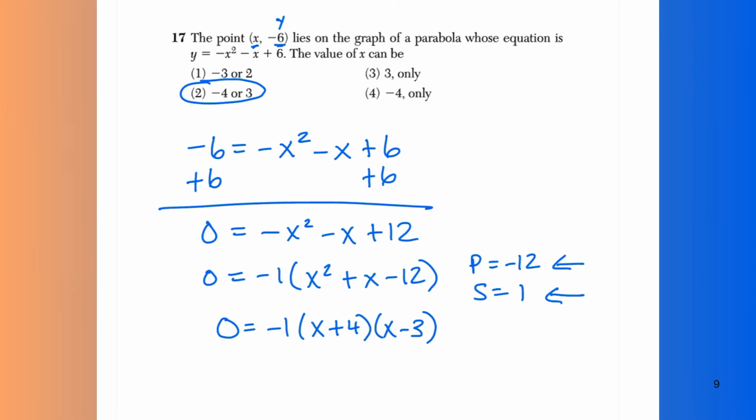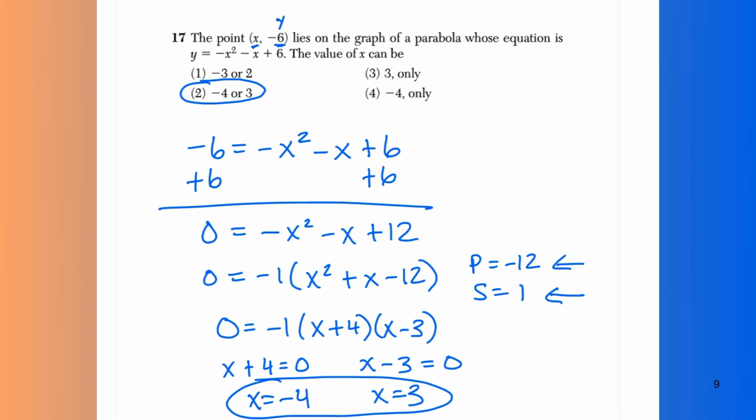Now that I have factored the right side, I can use the zero product property and set each of the factors equal to 0, except for -1, because of course -1 will never equal 0. So if x plus 4 equals 0, then x must be -4. And if x minus 3 equals 0, then x must be +3. So here are my two possible x values for a y value of -6, obviously the same answer that we got when we did this by graphing.